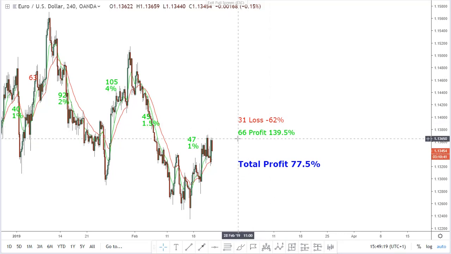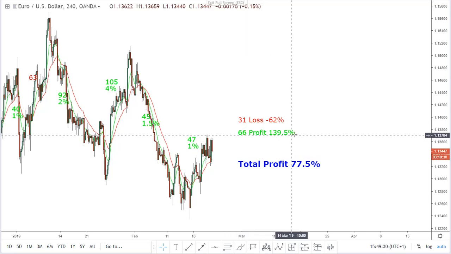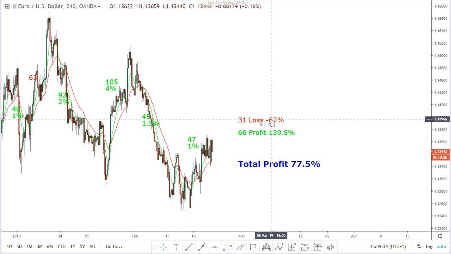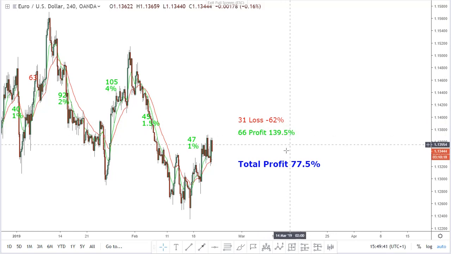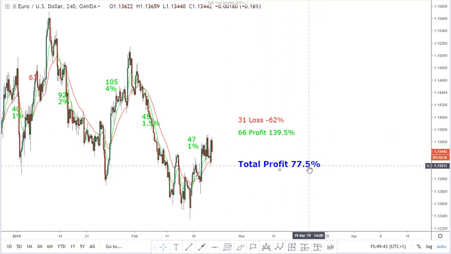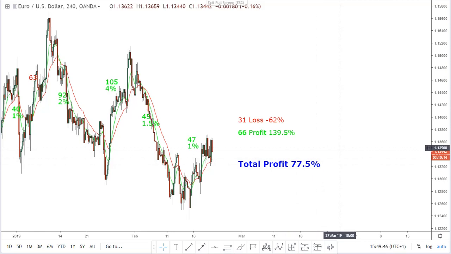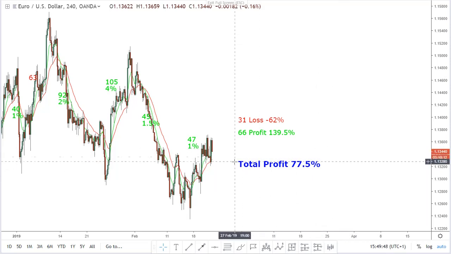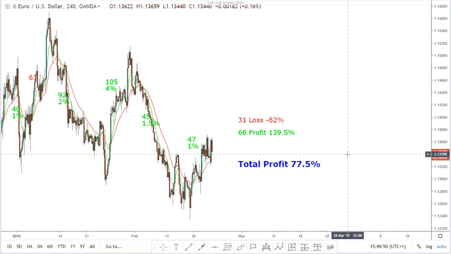Then we look at the profits. More than double, so 66 profits versus 31 losses. Now, each profit, the percentage varies depending on which target was achieved. And the total profit percentage is 139.5%. So if we subtract the 62% negative trades from the 139.5% positive trades, we get a total profit of 77.5% for roughly 2 years, which gives us an average of approximately 38% per annum.